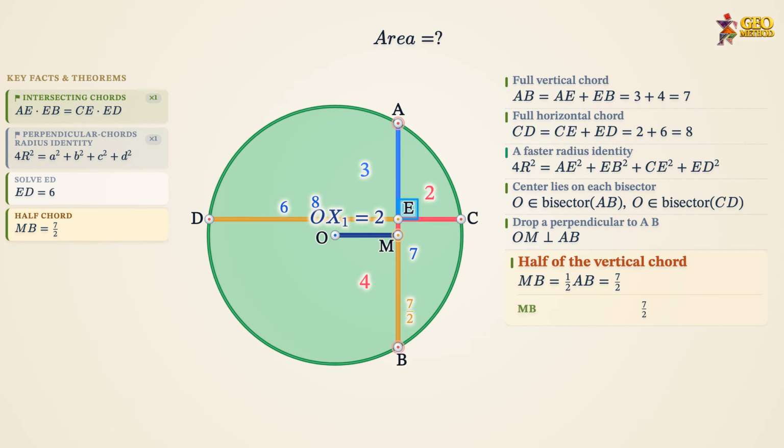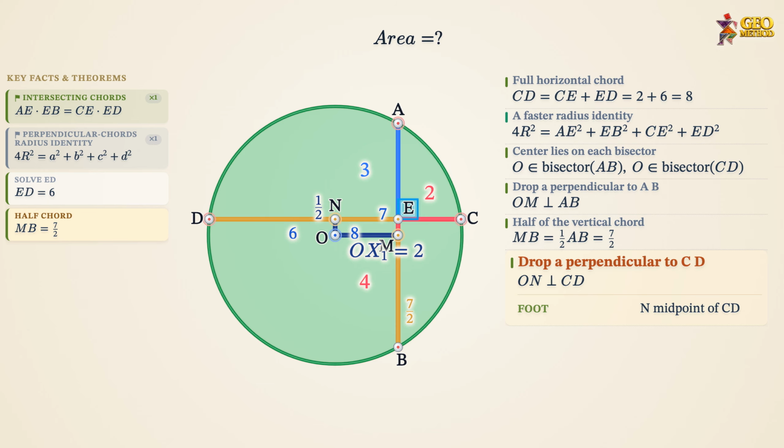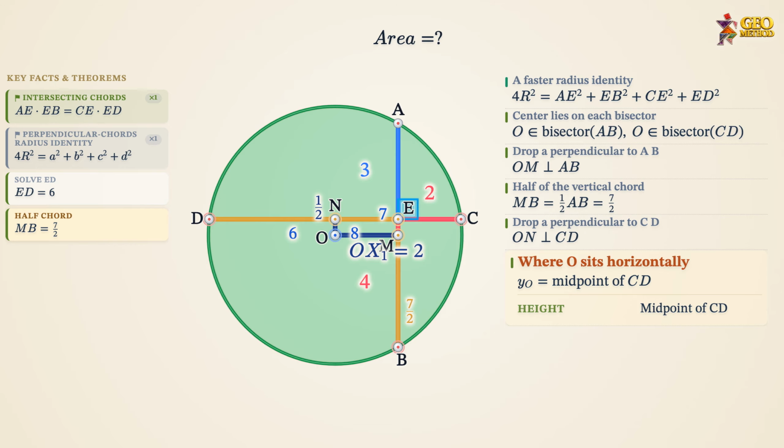In the same way, draw the perpendicular from O across to the horizontal chord CD and mark its foot N. Again, a right angle sits at N, and N is the midpoint of segment CD. Because N is the midpoint of segment CD, the center's horizontal position is exactly halfway between C and D.